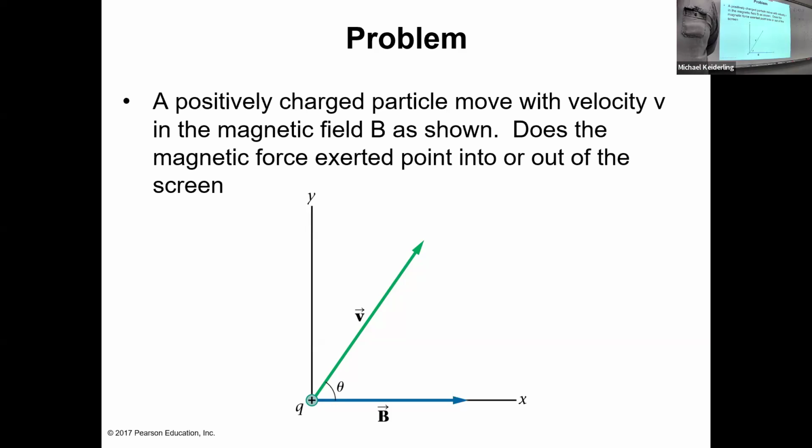What do you think? It's actually in. So you point your fingers in the direction of the velocity, bend them in the direction of the magnetic field, and your thumb points in the direction of the force on a positive charge. So here, velocity, magnetic field into the screen. If the magnetic field was on the other side of the velocity, was over here, then it would be out.